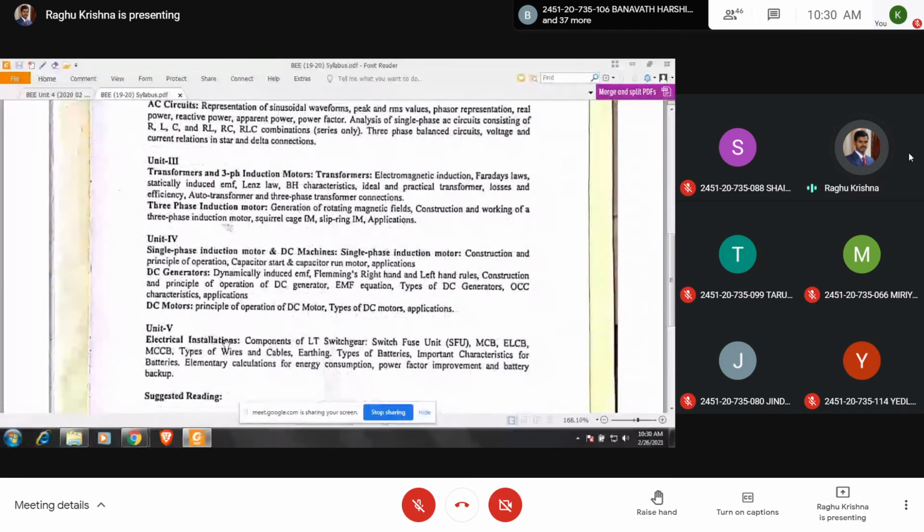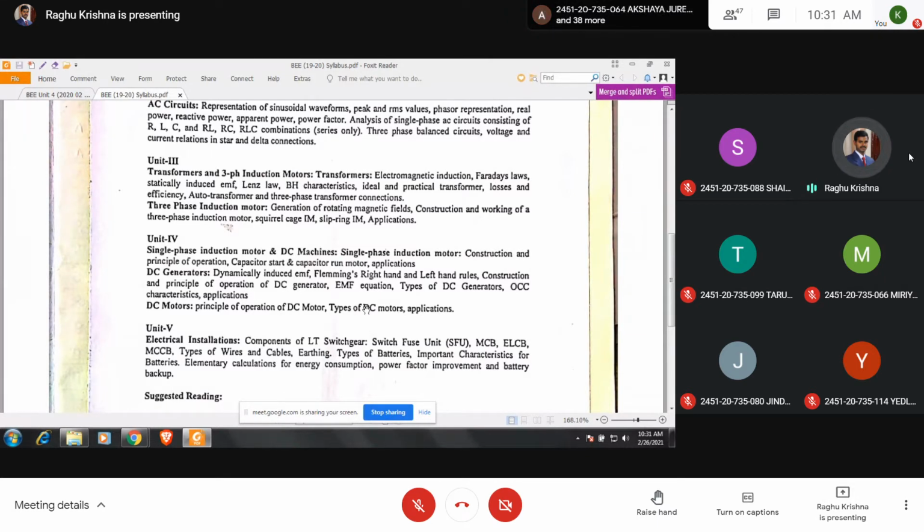So here, if you see the syllabus, in the syllabus, principle of operation of DC motor is there. Types of DC generators, sorry, DC motors. Principle of operation of DC motor, types of DC motors, and applications. So coming to principle of operation, you have to write that whenever a current carrying conductor is placed in a magnetic field, it experiences torque, and the direction of the torque is given by Fleming's left hand rule. So based on the marks, you can write the answer.